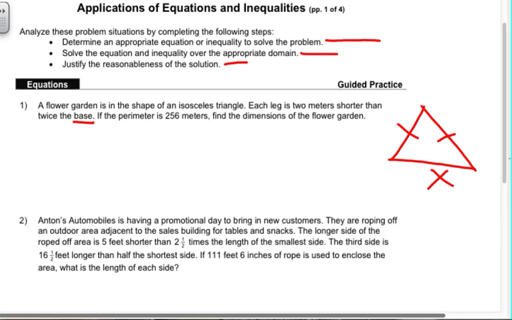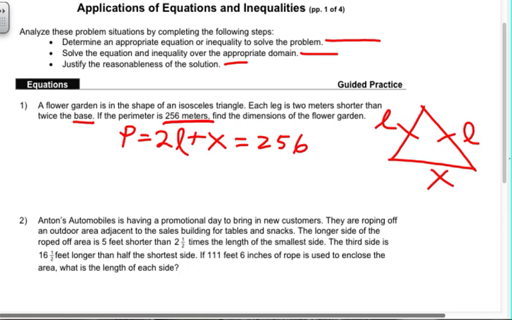So now what we need to do, and the perimeter is 256 meters. So we need to write, well, let's come back and take a look at this. So the perimeter is going to be equal to 2 legs. They're both equal. Okay, so I'm going to have leg plus leg, which is 2L, plus x. And that's all going to equal 256, which is my perimeter.